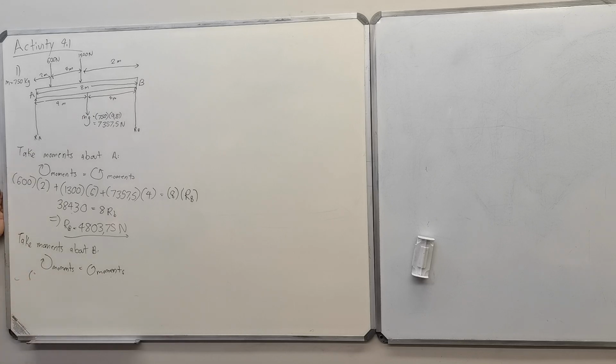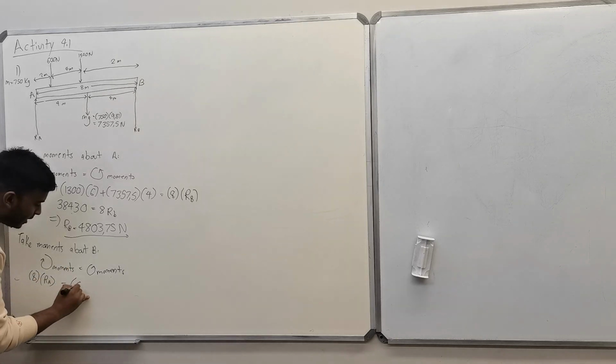Sorry. RA is how far from B? 8 meters, right? So this should be 8 RA, and because RB acts at B, it's going to be 0, so you're not going to have to write anything down there, right? So if upwards motion causes clockwise, downward causes anti-clockwise. So now we look at your downwards forces. Your first one is 600 newtons.